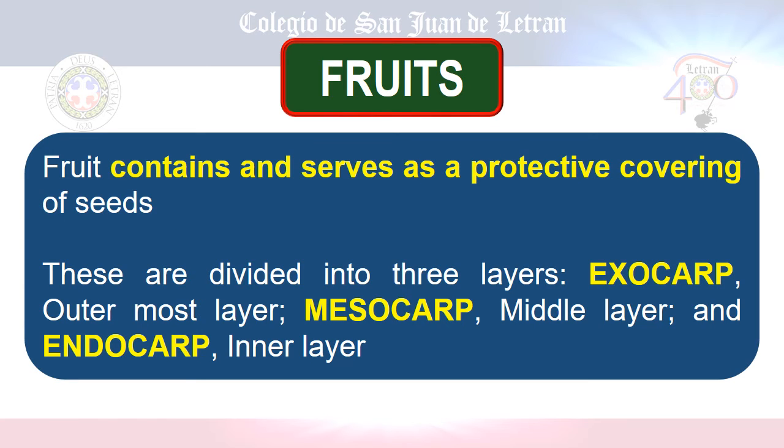Let's now move on to another topic, which is the fruit. In botany, a fruit is the seed-bearing structure in flowering plants, also known as angiosperms, formed from the ovary after flowering. Fruit contains and serves as a protective covering of seeds. So these are divided into three layers. We have the exocarp, which is the outermost layer, mesocarp, which is the middle layer, and lastly, we have the endocarp, which is the inner layer of the fruit.